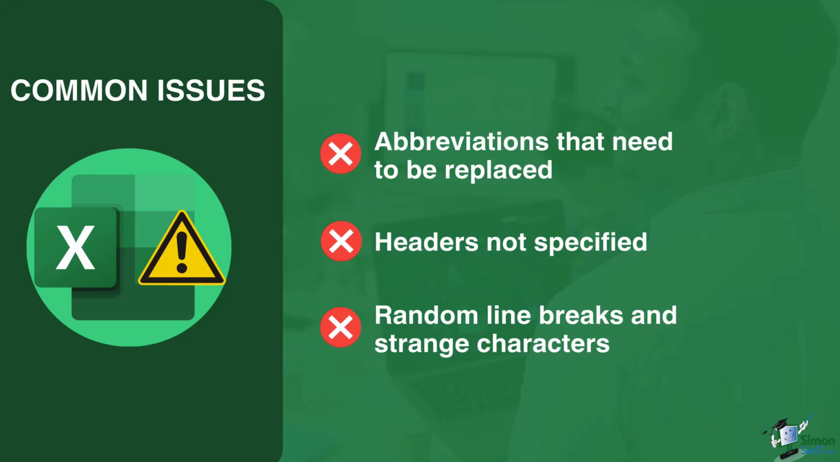We need to make sure that our headers are specified in our data as headers. Again, it's going to make our analysis a lot easier. And we want to remove anything that's completely random. So if we've got any strange characters that have come across or any random line breaks, we need to know how to deal with that as well. Now, these are just some of the issues that you might come across when you're downloading a data set.